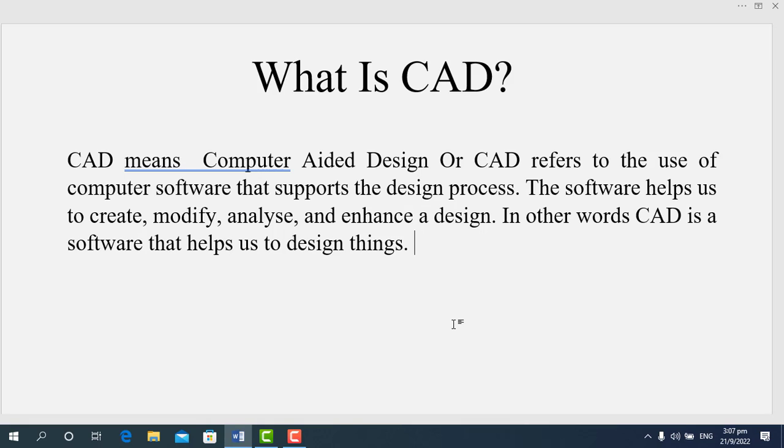CAD refers to any use of computer to help in the design process.